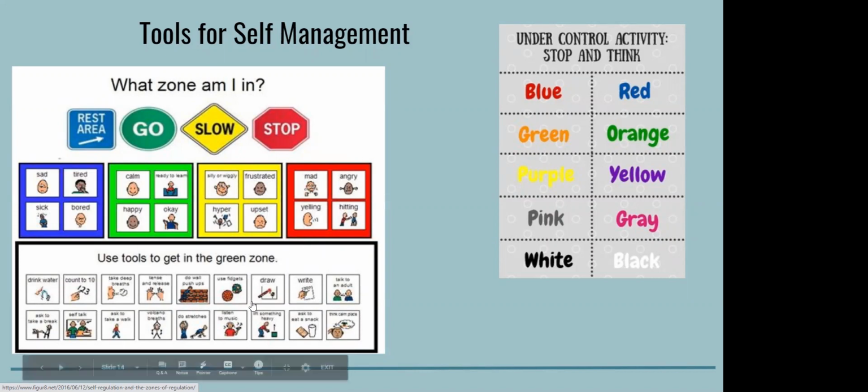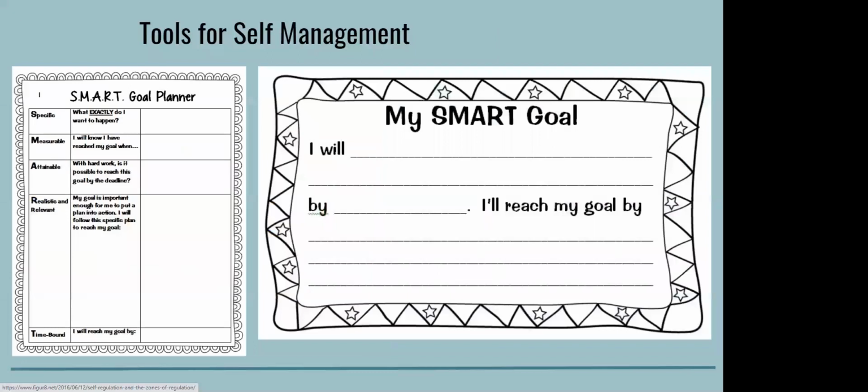And then, what tools to get to the green zone work for them? Because taking deep breaths does not work for everybody. Counting to 10 does not work for everybody. So find out what works for them and make it so they have just a couple to look at all of a sudden to do. We'll look at some of these again, and there's another template I found off Teachers Pay Teachers that you can look at too that will help for that.